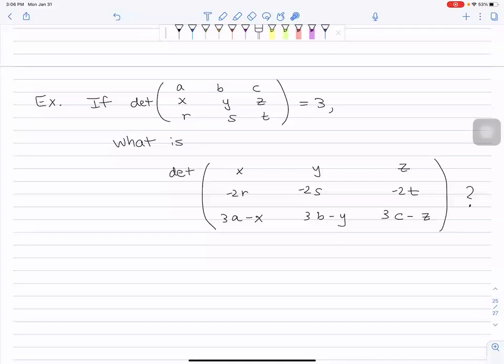Okay, row 3 is row 3 minus row 1. So we have X, Y, Z, R, S, T, 3A minus X, 3B minus Y, 3C minus Z. Okay, final step. Yes, rescale row 2 by -2. R2 equals -2 times R2. X, Y, Z, -2R, -2S, -2T, 3A minus X, 3B minus Y, 3C minus Z.